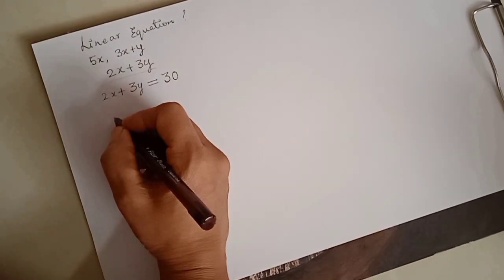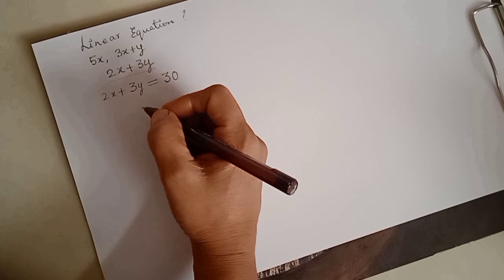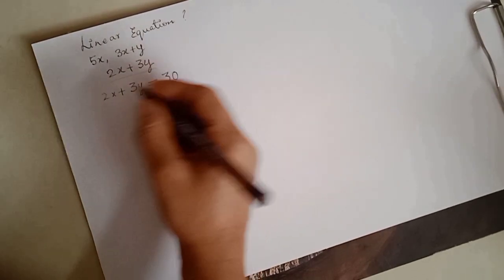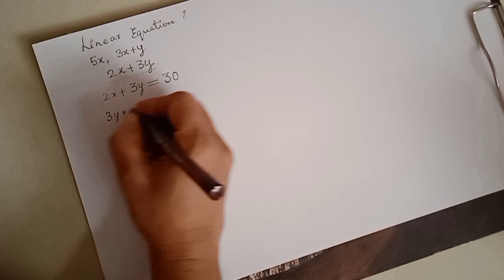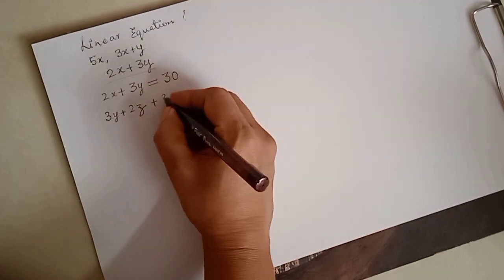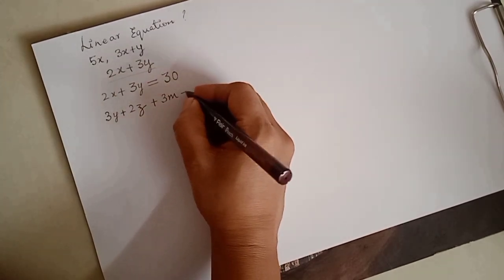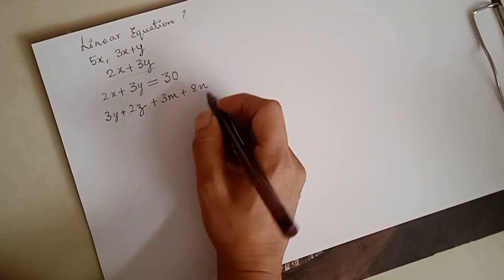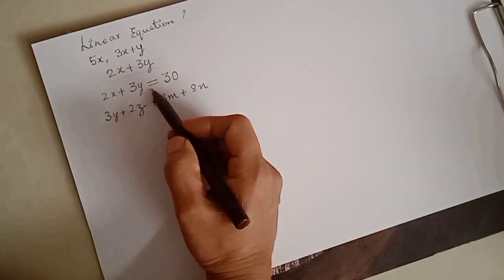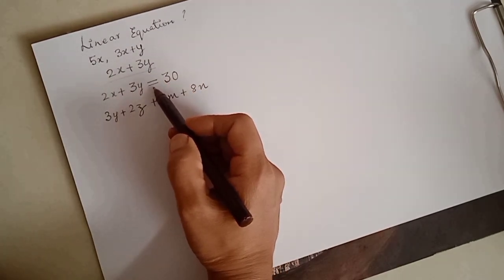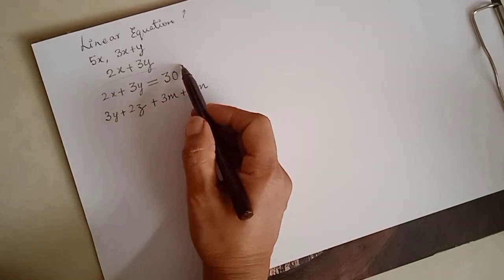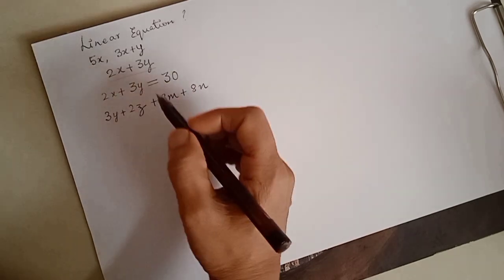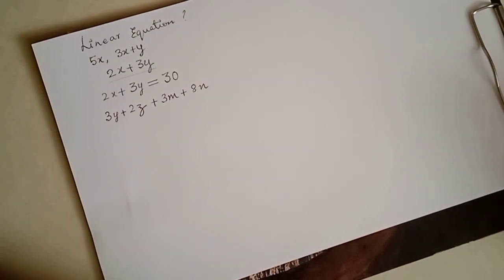Just you were told to write 3 algebraic expressions involving 2 variables of your own. Then you used to write 3y plus 2z plus 3m plus 8n. So this is an algebraic expression, but this one, which is involving an equality sign, makes this an algebraic equation. So now you understood what is algebraic equation. You now know the difference between algebraic expression and algebraic equation.